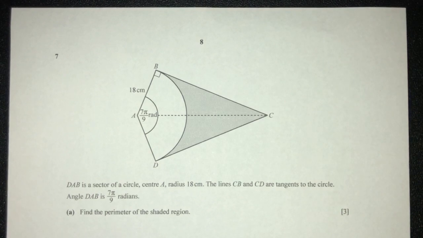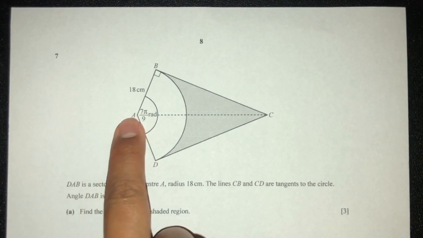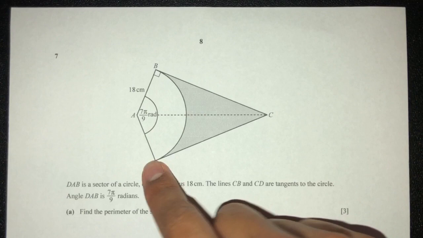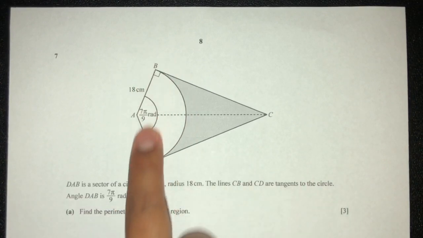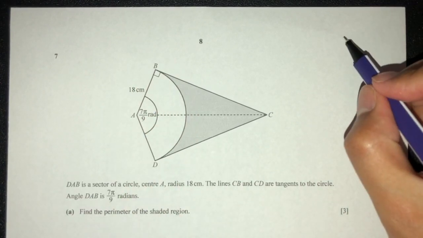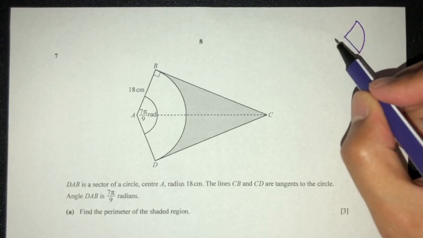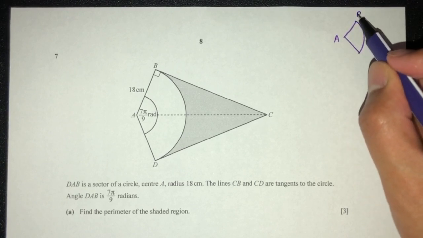Okay, so let's move on to question number 7. So here we have DAB is a sector of a circle, center A. As you can see here, we have A as a center, and here we have a sector of a circle, DAB. This is the sector of a circle. Again, let me show you guys. This is the sector of a circle. That will be A, B, and D.